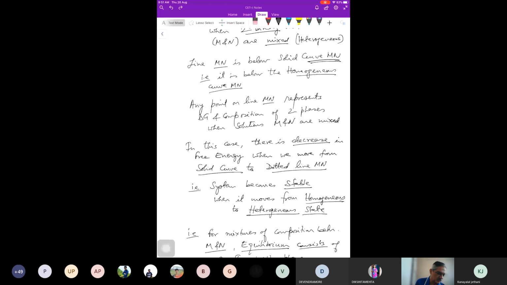So in this case, the system will become stable when it moves from homogeneous to heterogeneous state. In the homogeneous state it is unstable, and in the heterogeneous state it will become stable. It can exist, but in this homogeneous phase it cannot exist. Oil and water mixed, however much you mix, they cannot exist as a solution. Oil and water will separate. So that is a stable system, oil and water separated. If you mix it together, oil and water is not a stable system. It will settle later.